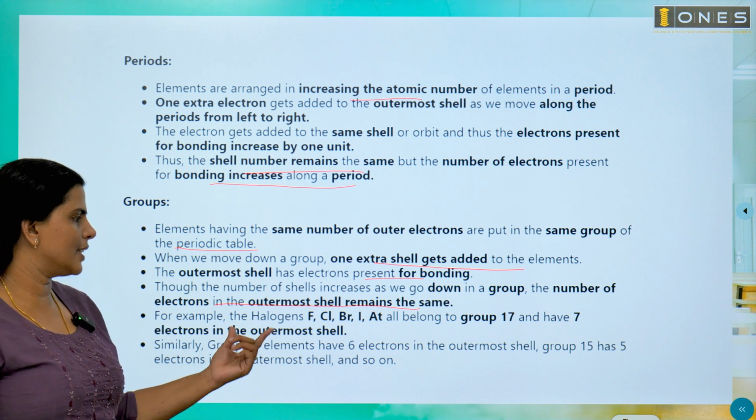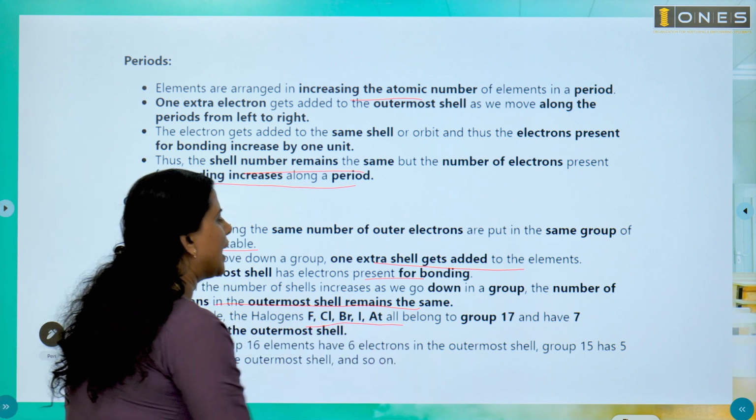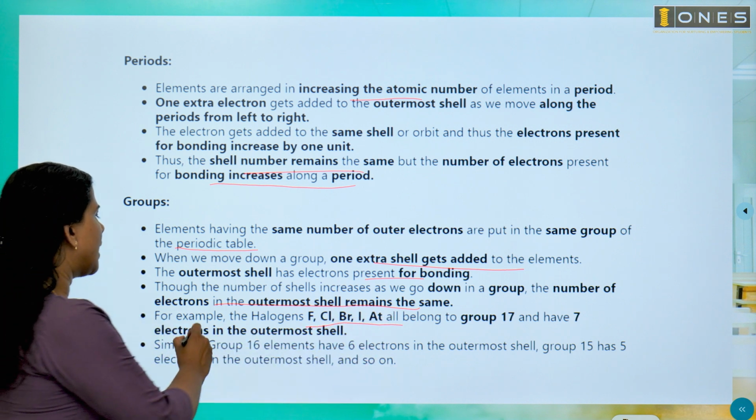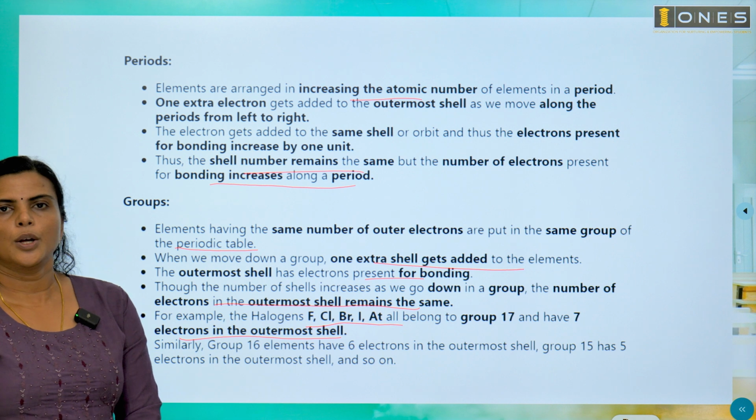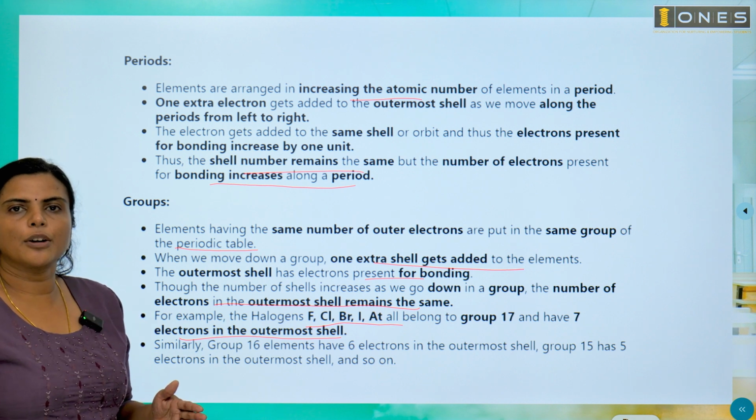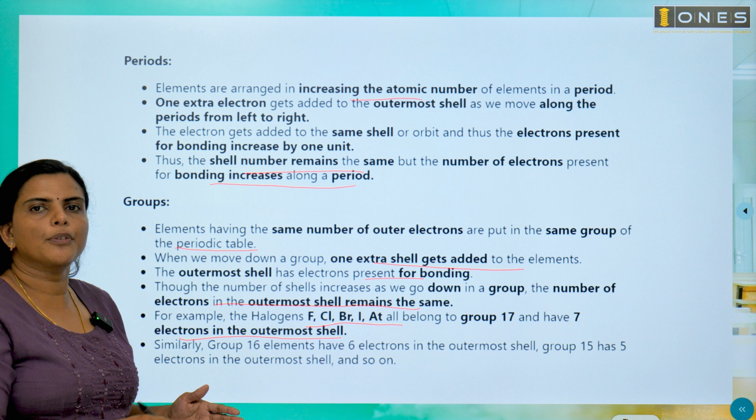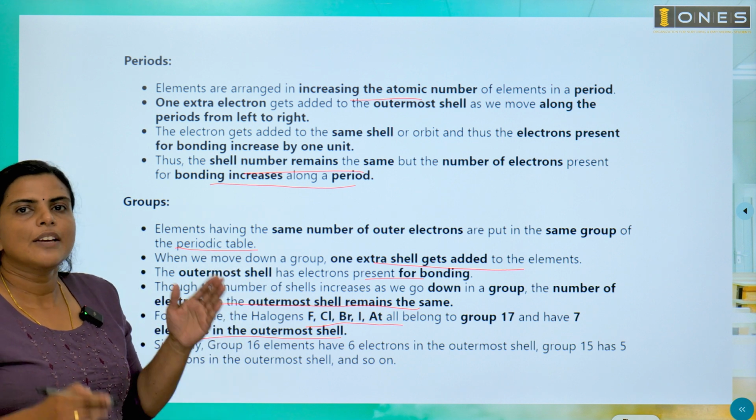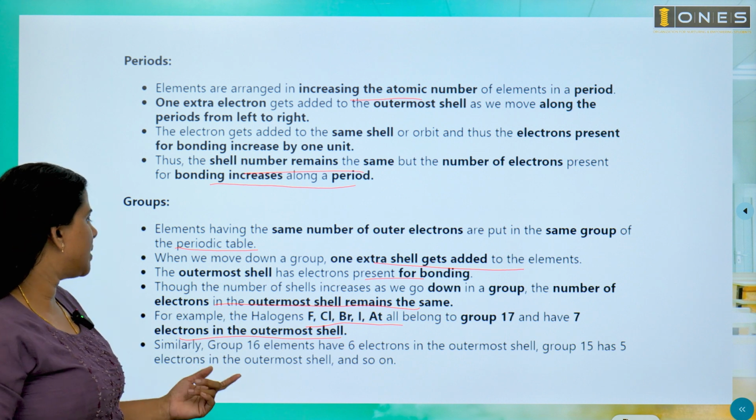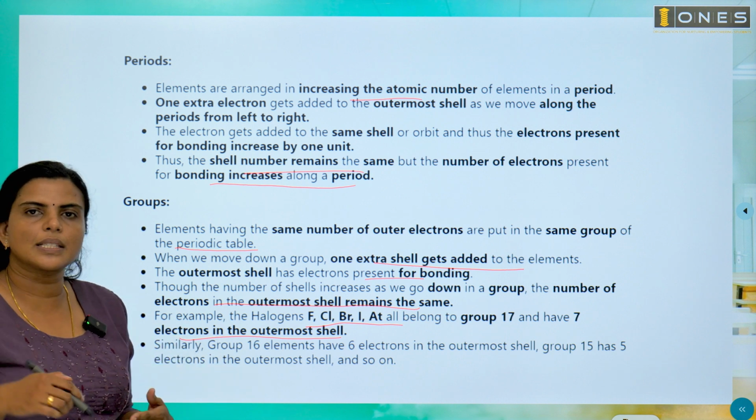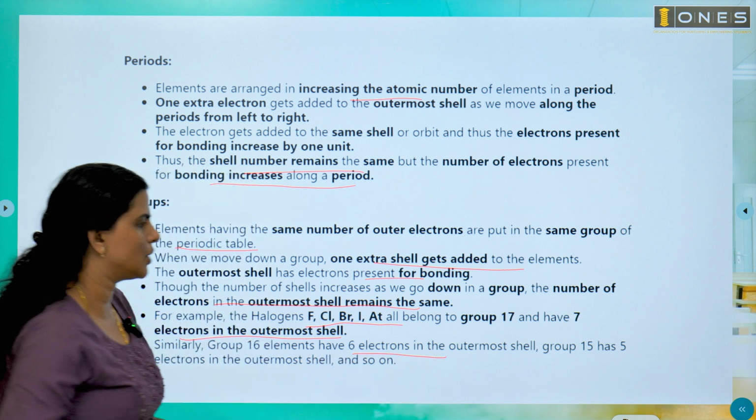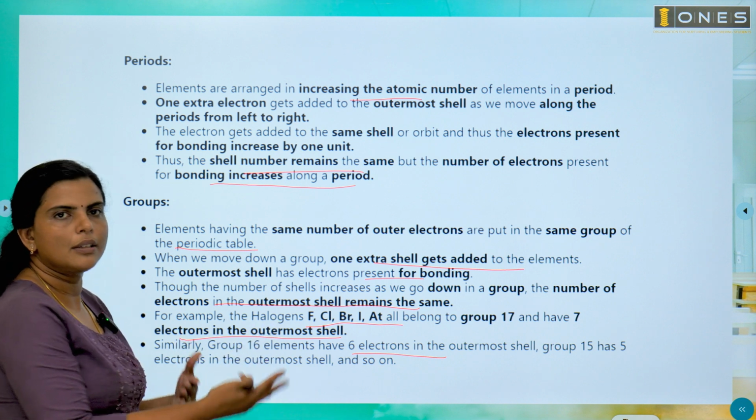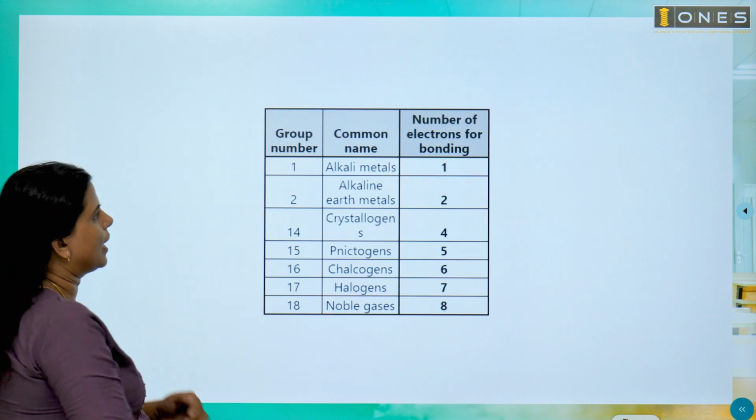For example, the halogens, fluorine, chlorine, bromine, iodine, all belong to the 17th group and have 7 valence electrons in the outermost shell. As we go down, a new shell is added, but the valence electrons remain the same. Similarly, group 16 elements have 6 valence electrons in the outermost shell. Group 15 will have 5, and so on. If it's 14, then all have 4 valence electrons.